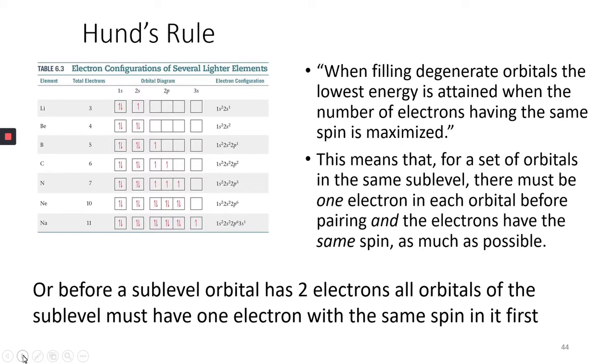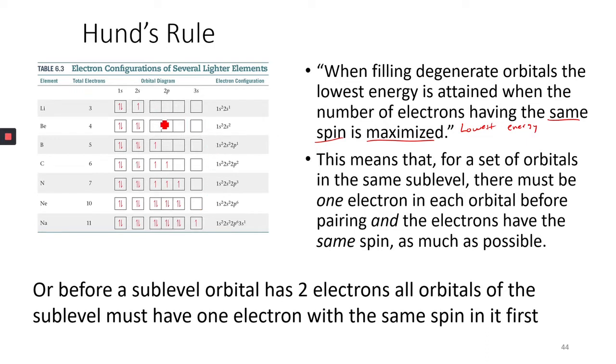And the third is Hund's rule. Hund's rule says that when you are filling a sublevel, you want to maximize the same spin. If you maximize the same spin, that will give you your lowest energy, because if they are spinning in the same direction, there are less electron repulsions. Okay? So what does that really mean?